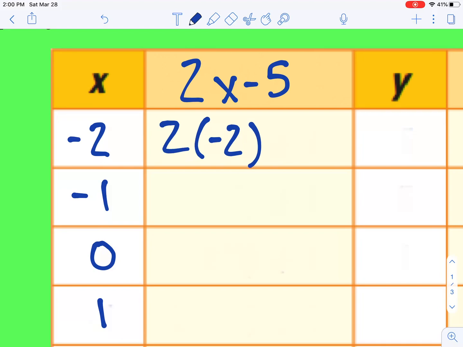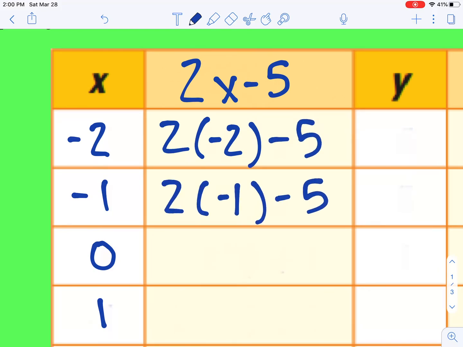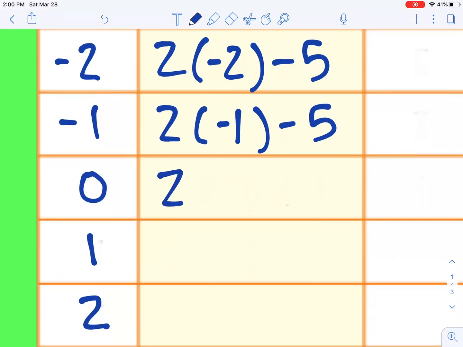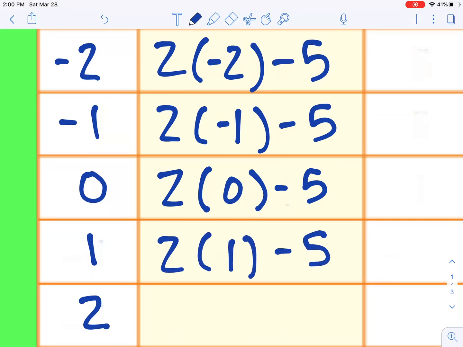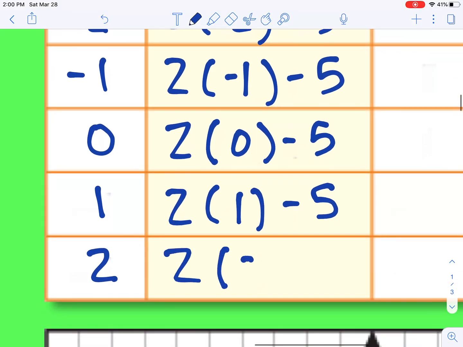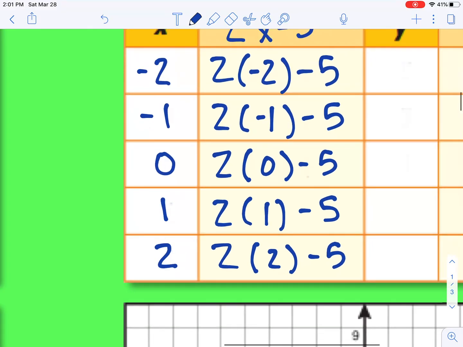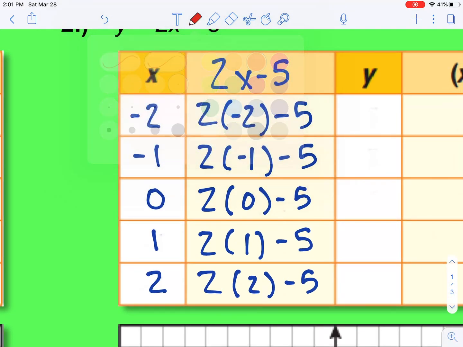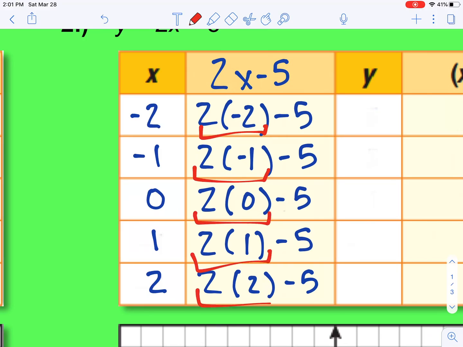So I'm going to use -2, -1. Notice how the function rule stays the same. The only thing that's changing is the x values. 0, 1, and then my last one then will be 2. Make sure you're following order of operations. So again, this time I need to do all of this multiplying first before I subtract 5.